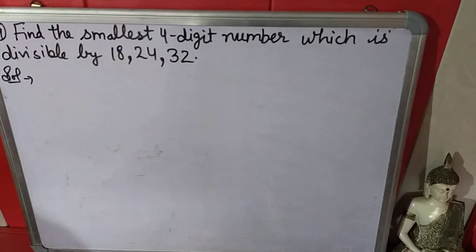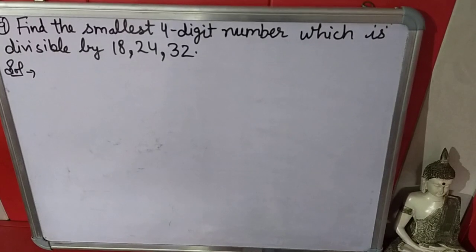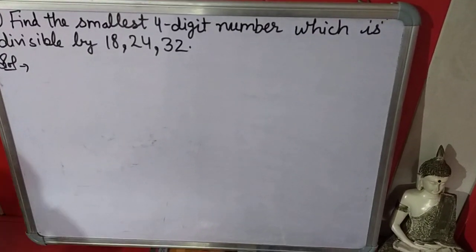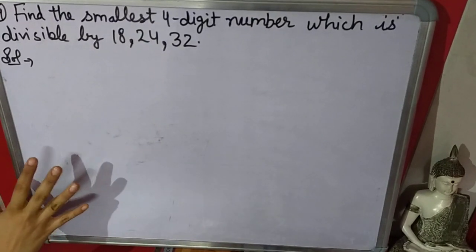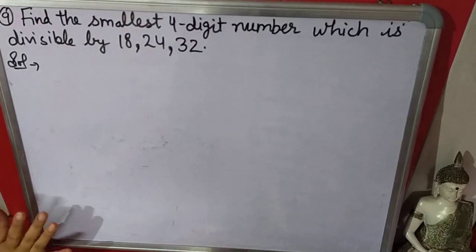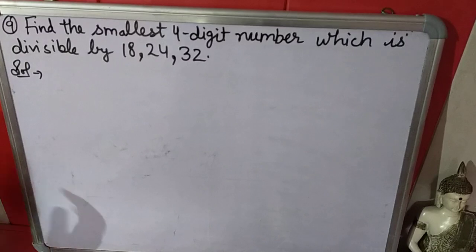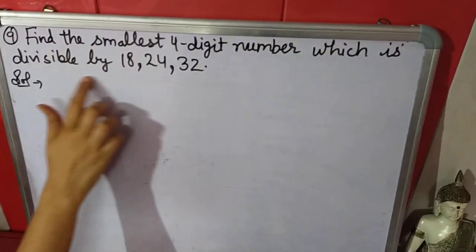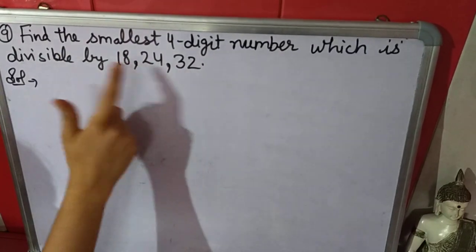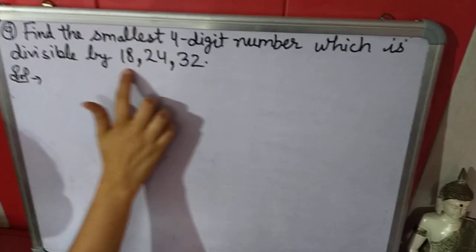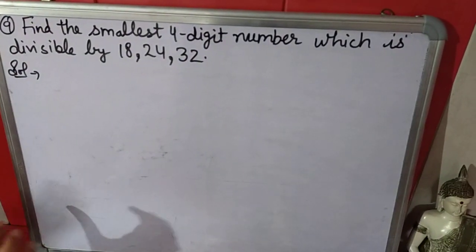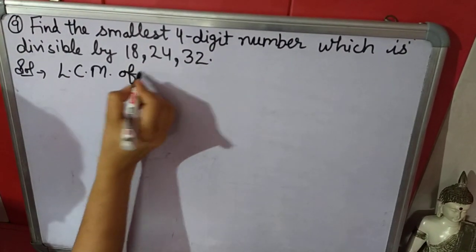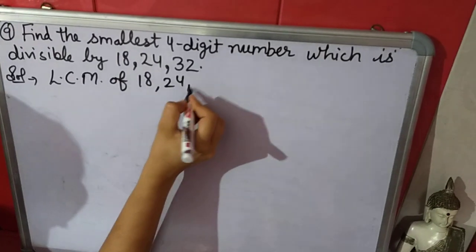Ninth question is find the smallest 4-digit number which is divisible by 18, 24, 32. This is the same solution that we did in the fourth question. This is a similar question to the fourth question. In this question he is saying find the smallest 4-digit number which is divisible by these. So again he is asking to find the number which is divisible by these. So in that type of case we have to take LCM. LCM of 18, 24, 32.